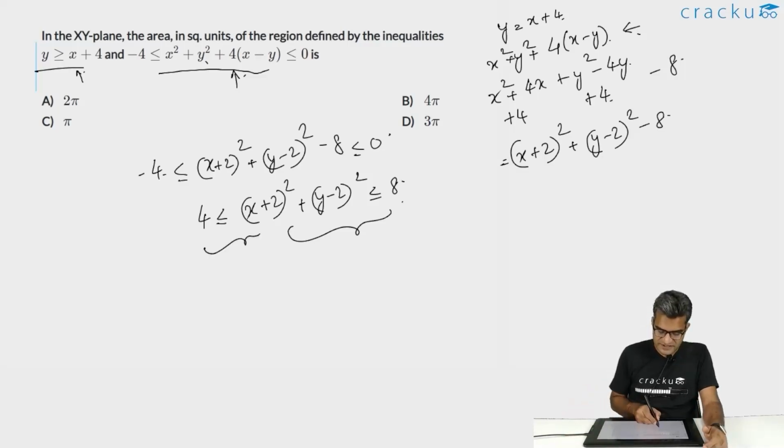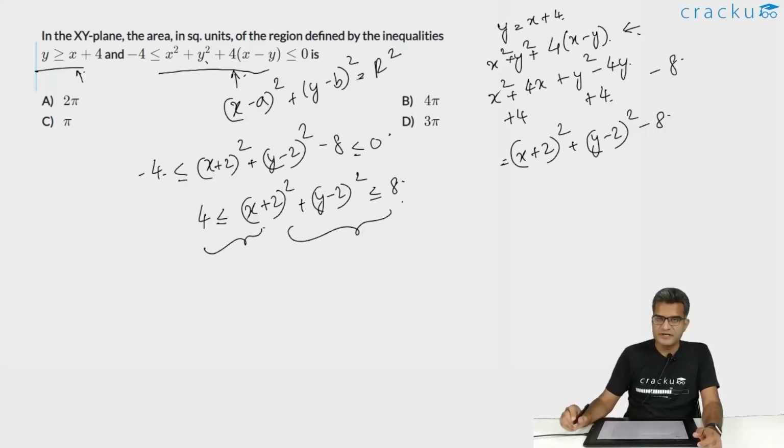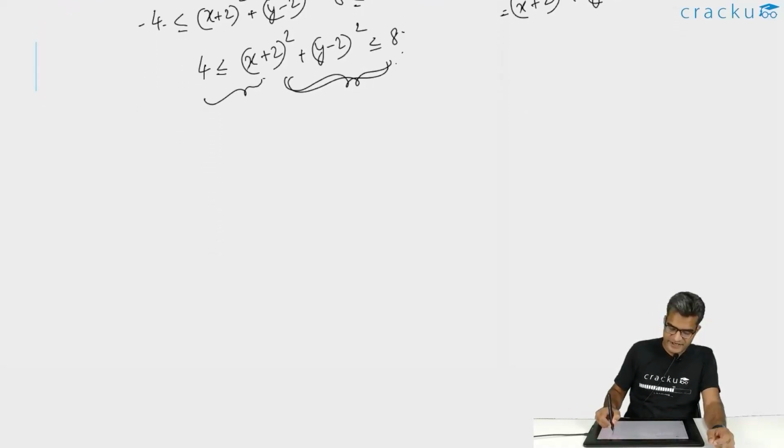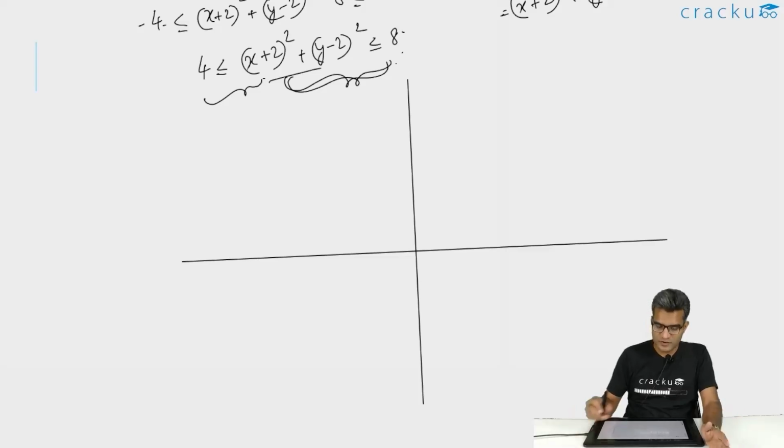This also is part of a circle, because we know the equation of a circle. The equation of a circle is of the form (x−a)² + (y−b)² = r². This is a circle with center at (a, b) and the radius r. So let us first draw the y-axis and the x-axis. The center of both the circles is (−2, 2). It will be over here.